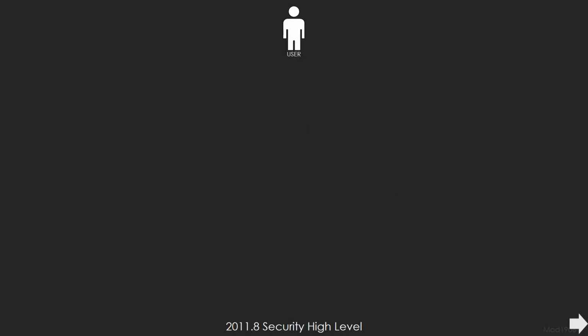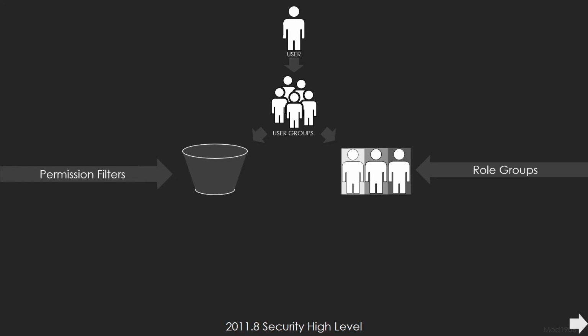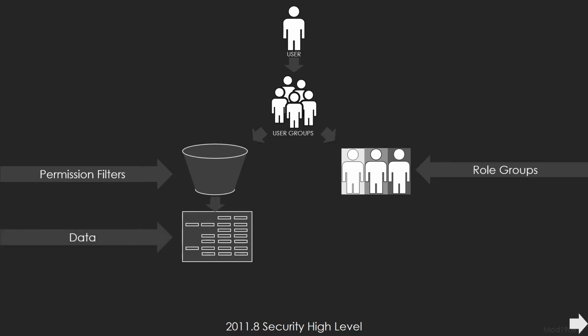Here we have a user, and they get assigned to user groups. Those user groups get attached to a permission filter as well as role groups. Those permission filters control which data can be seen, and those role groups control which functions can be done by that group or role group.